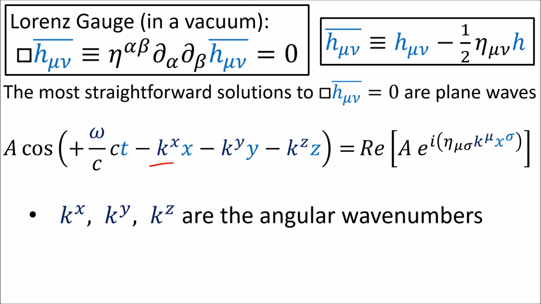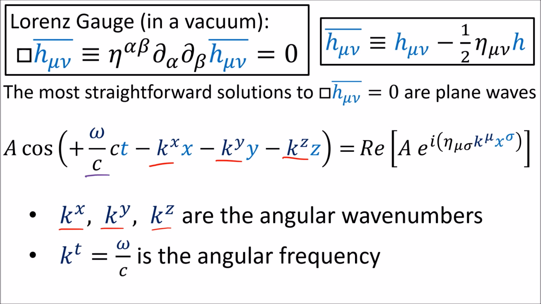The x, y, z components of k are the angular wave numbers, and the time component is the angular frequency omega divided by the speed of light c. Division by c gives the angular frequency the same units as the angular wave numbers, and also cancels with this c in the ct time component to give an equivalent plane wave equation.